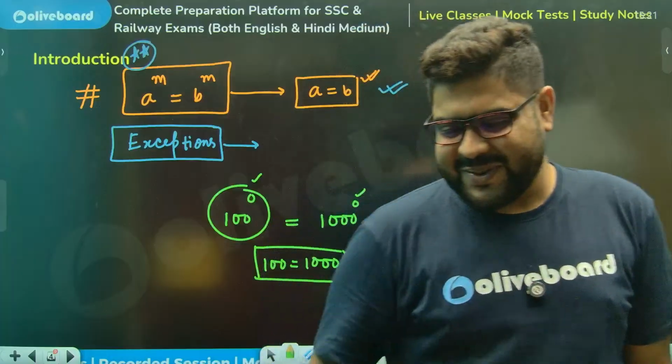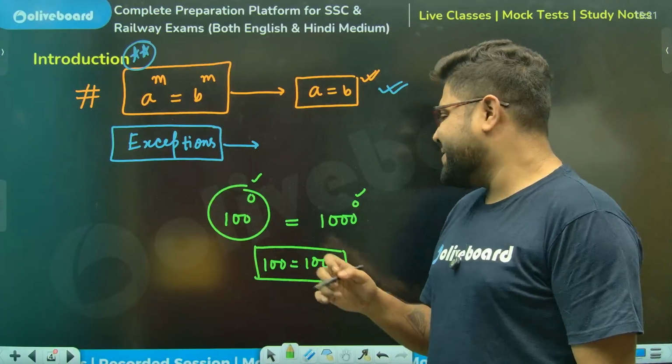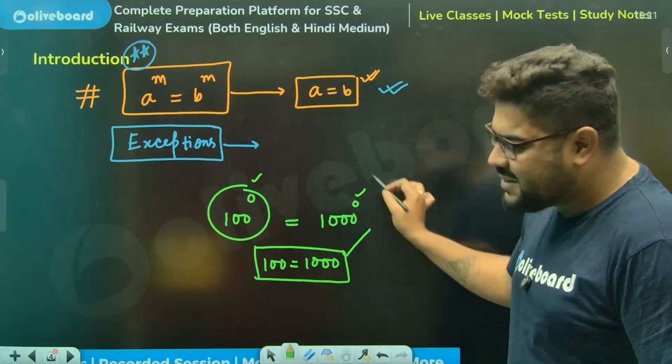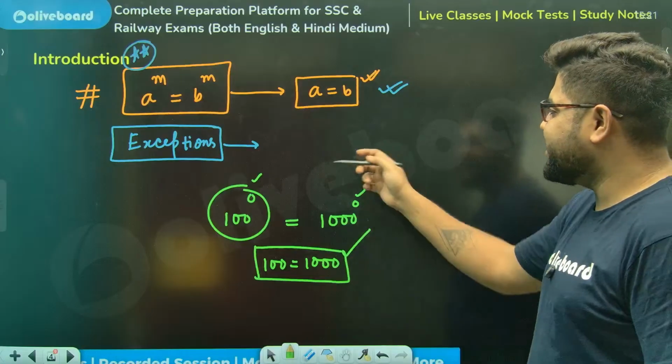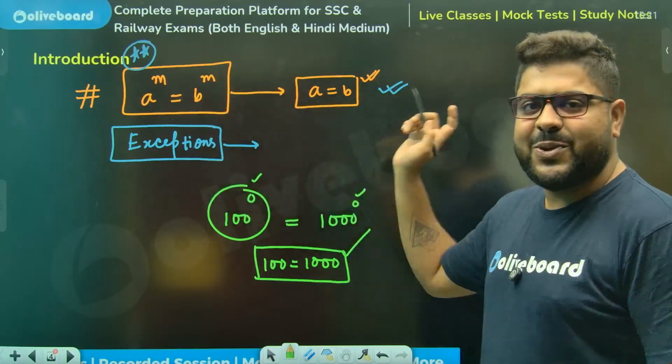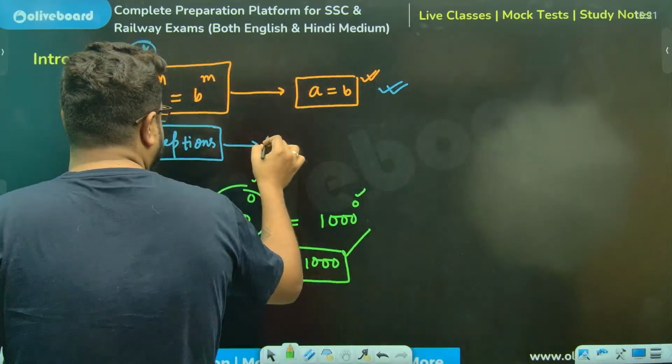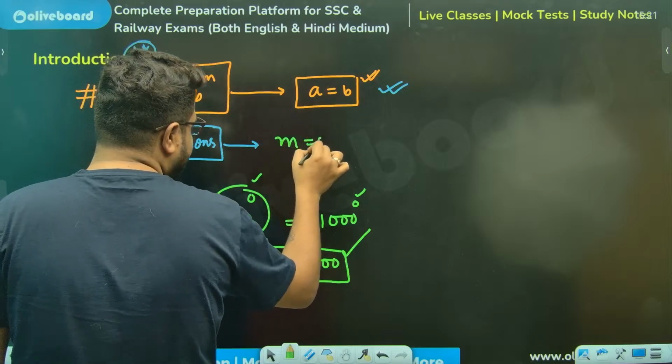बोला नहीं सर पैसा तो नहीं देंगे, लॉस हो जाएगा. So the problem is, definitely you see, the exception is 0. So definitely the power cannot be 0.